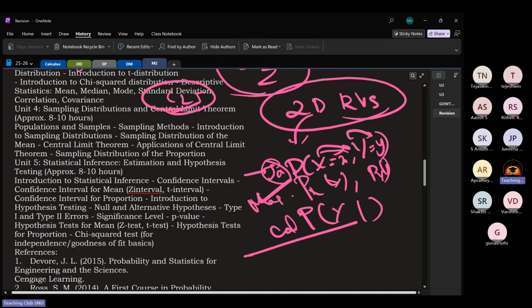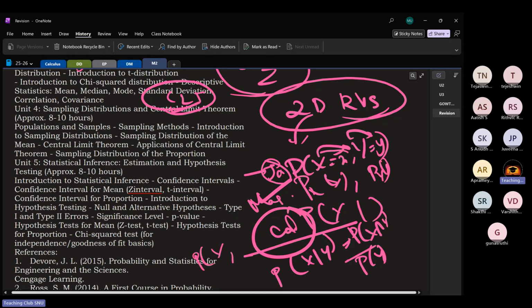Then conditional is usual. Generally, p of x given y will be given as p of x intersection y by p of y, right? In this case, the intersection is regarded as the joint one, so it will be p of x comma y. And p of y would be regarded as just p_Y of y. So that is what you had.